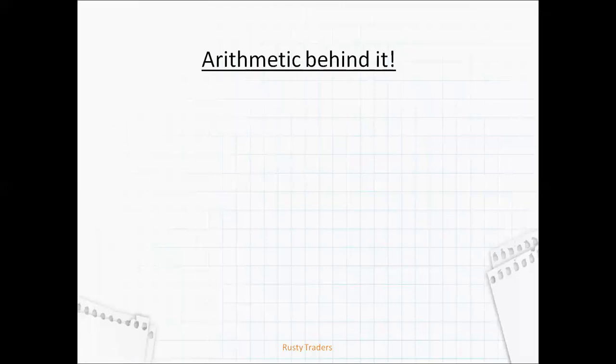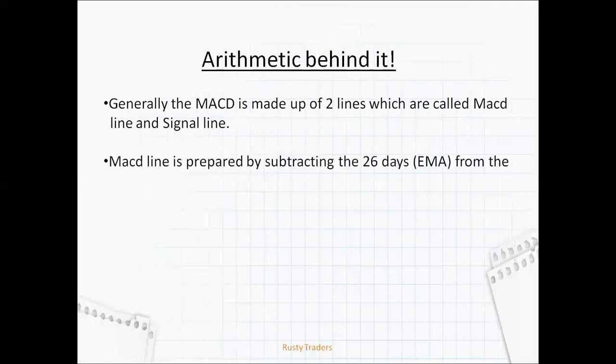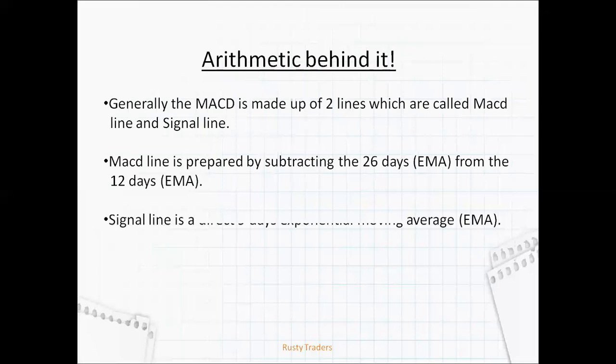What is the math behind it? MACD as an indicator is made up of two lines. One is called the MACD line, another is called the signal line. The MACD line is prepared by subtracting the 26-day EMA from the 12-day EMA. The signal line needs no arithmetic. It is just the 9-day exponential moving average, EMA.